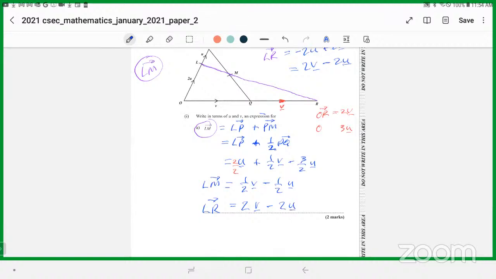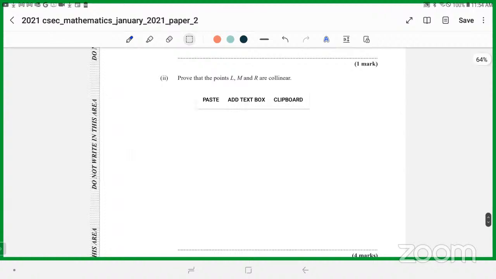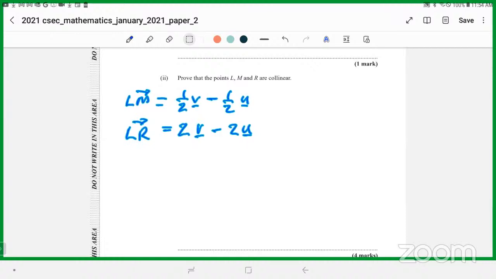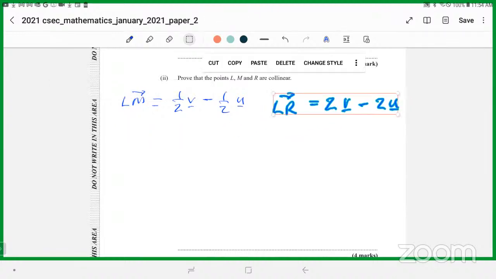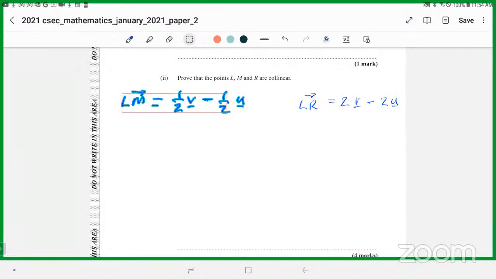All right? Now I'm going to use these two vectors. I'm going to copy them down. These are the two vectors I'm using for the collinear points. I'll copy them down and put them down here now. So I'm using these two vectors. I'm going to move this one over here beside it, and this one. I'm using these two, that and that.